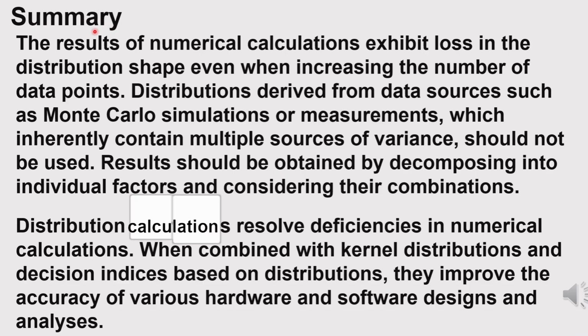In summary, my analysis shows that, no matter how much we increase the amount of data, numerical calculation always leaves errors at the boundaries of the resulting distribution. Equivalent methods to this numerical calculation typically involve multiple sources of variability, as in Monte Carlo simulations or various types of measurement data. These indicate that quality cannot be guaranteed unless distributions are generated for each individual variance factor and results are obtained by considering combinations of their parameters.